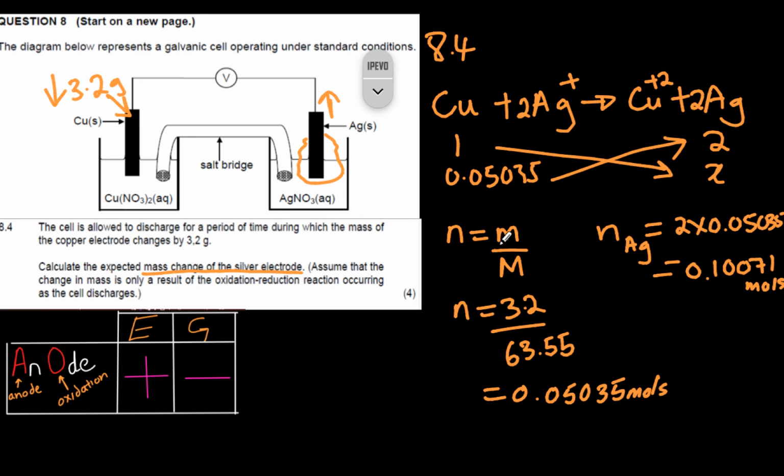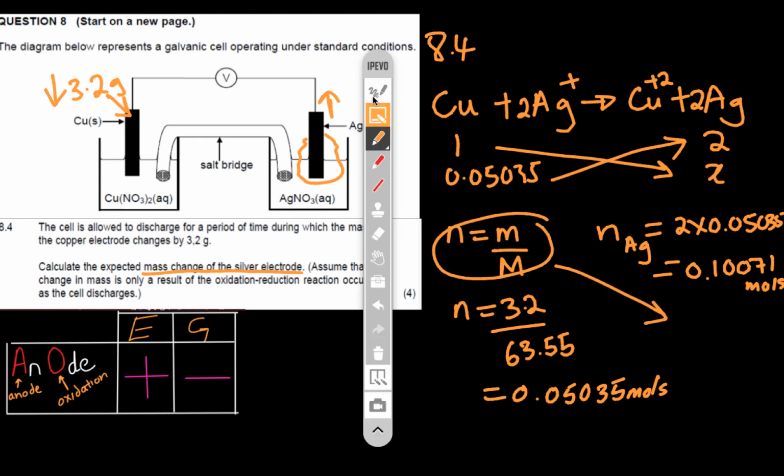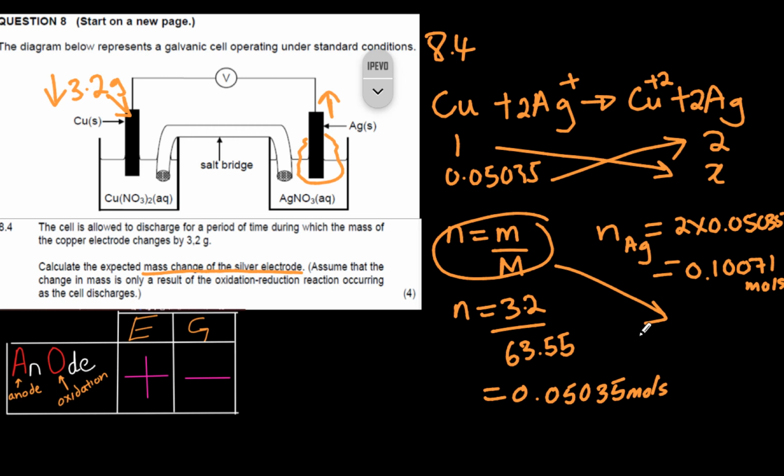Now that we have the number of moles, we can calculate the mass. Using the same equation, the number of moles, 0.10071, is equal to the mass over the molar mass of silver. The atomic mass of silver is 108. Hence the mass is going to be equal to 10.88 grams. Right, there is our final answer.